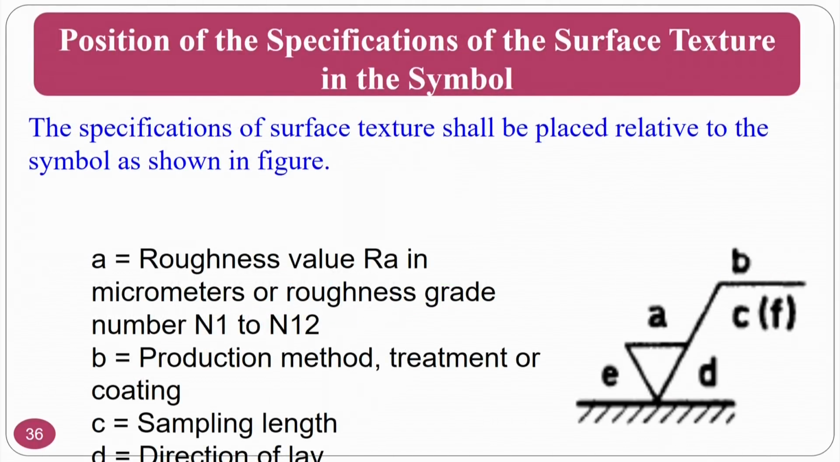That's overall. If I want to mention the surface roughness value Ra, it is this one. Whatever the roughness I want to mention, the production method or the treatment or a coating, assume that I want to do by the lathe, that is the turning process, I will mention in place of B, and C is the sampling length, okay, and D is the direction of the lay, okay. Whatever the allowance that I want to give, I can give here, okay.